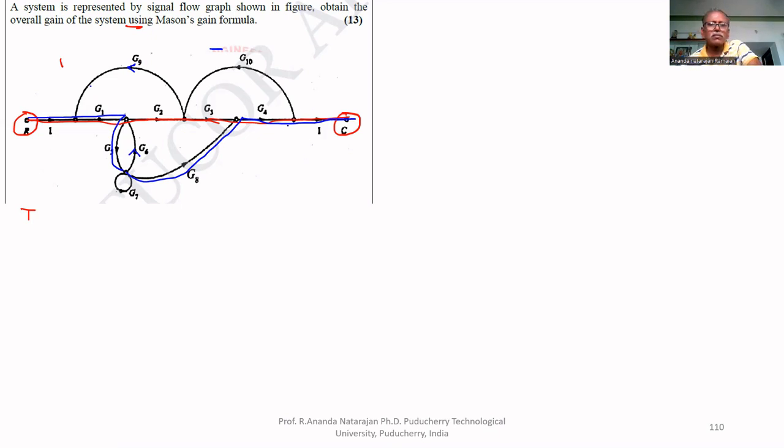Similarly, we cannot travel this way also. This way also we cannot travel because G10 is this way. This is G1 is this way. Self loop.